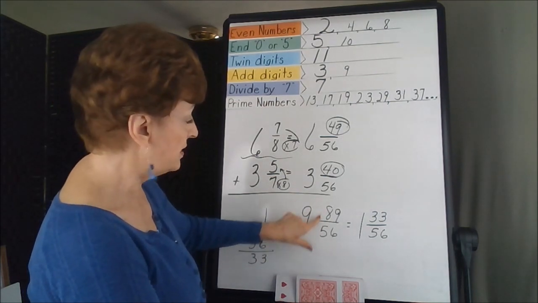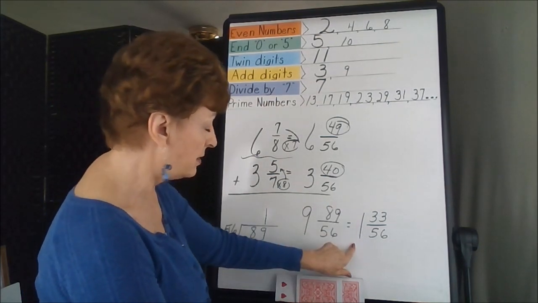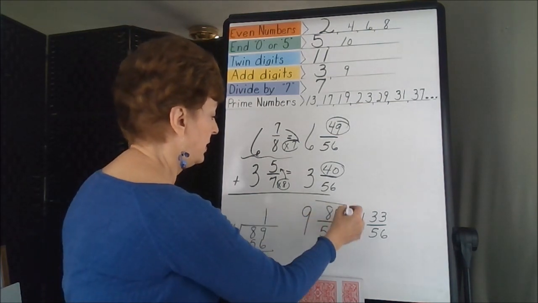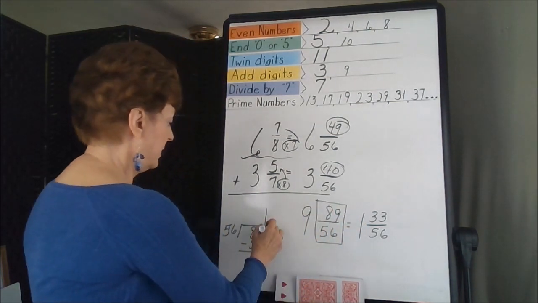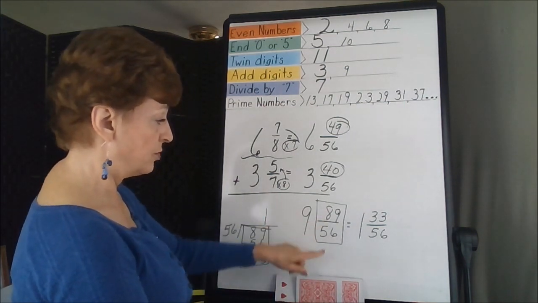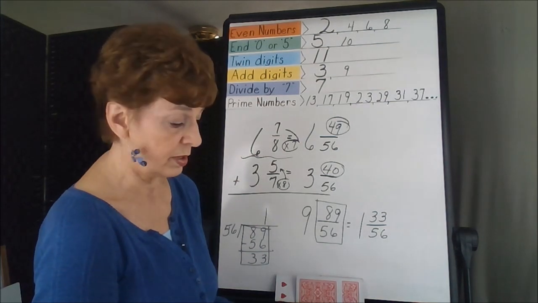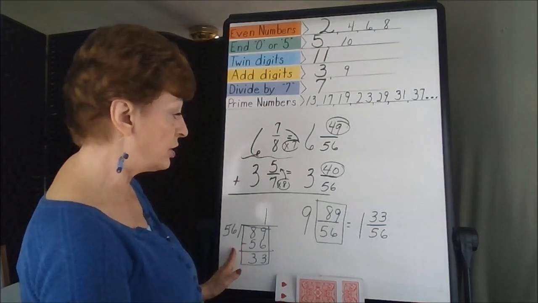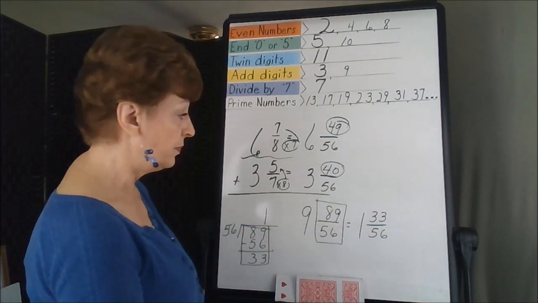I know that 56 goes into 89 once, and then I'm visualizing this part right here as this part. So I'm actually doing my subtraction there. That's just my own shortcut. If you like it, you can use it. If not, you can always do the division problem because that's what that means.